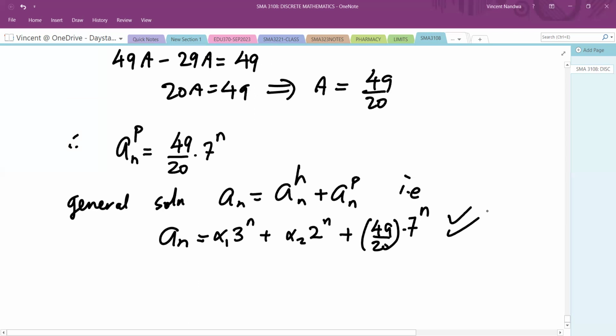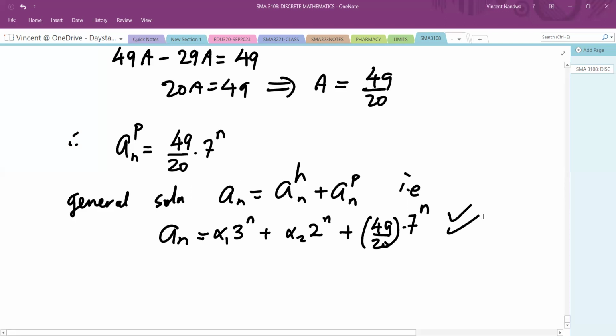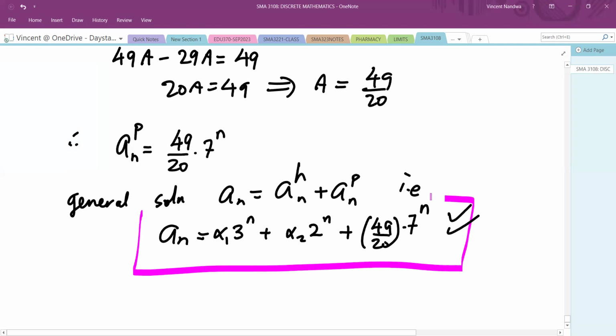If you are given extra conditions, then we'll be able to find the values of these constants, alpha 1 and alpha 2. But because the problem didn't specify any extra conditions, we will stop at this as our general solution.